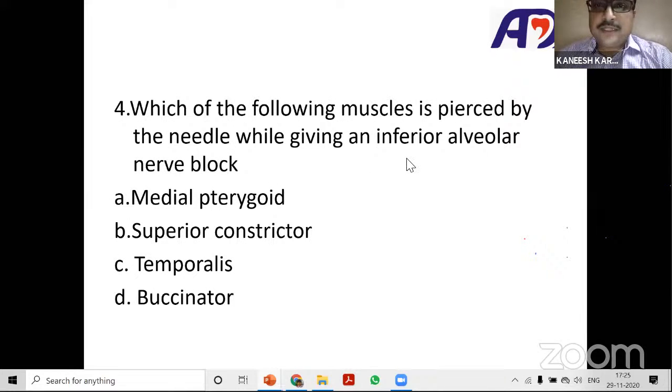Which of the following muscles is pierced by the needle while giving an inferior alveolar nerve block? Of course, this is a very common question. Yeah, it is, no, not buccinator. Not buccinator. It is medial pterygoid. Okay, it is medial pterygoid.